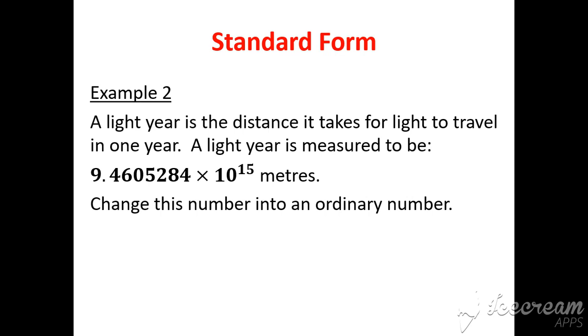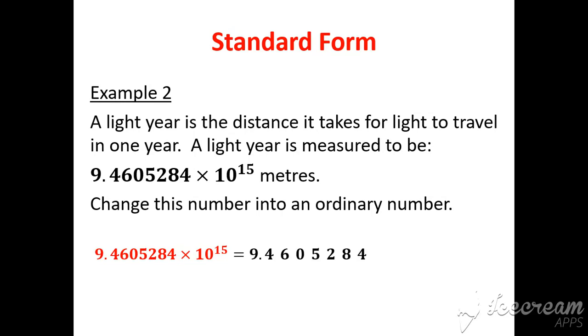Right, let's look at example 2. A light year is the distance it takes for light to travel in 1 year. A light year is measured to be 9.4605284 times 10 to the power of 15 meters. We're going to change this back to an ordinary number. So let's write down 9.4605284 times 10 to the power of 15. And we're going to work out what this looks like as an ordinary normal number.